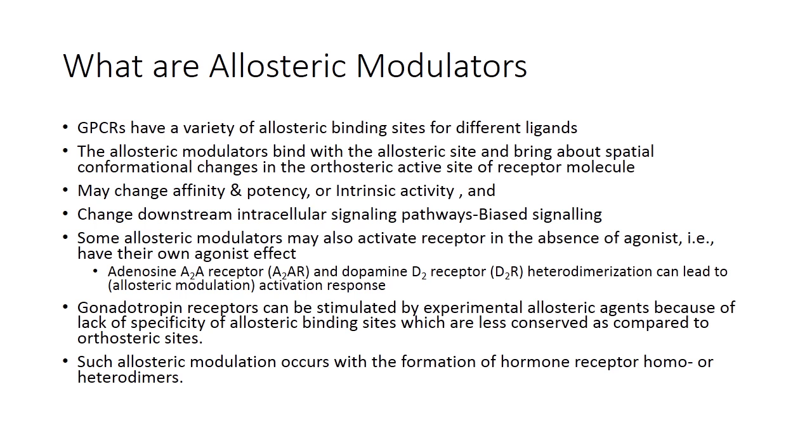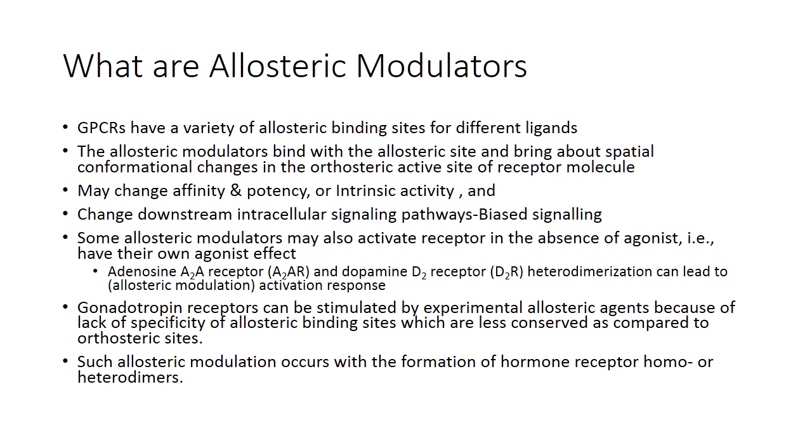So now with this background, what are the allosteric modulators? A variety of binding sites for different ligands are found on G protein coupled receptors, and once they bind, they result in conformational changes of the orthosteric active site of the receptor molecule, thereby altering its activity in the form of affinity, potency, or intrinsic activity, therefore changing the downstream intracellular signaling pathways. If there is preferential downstream change, it is known as bias signaling.